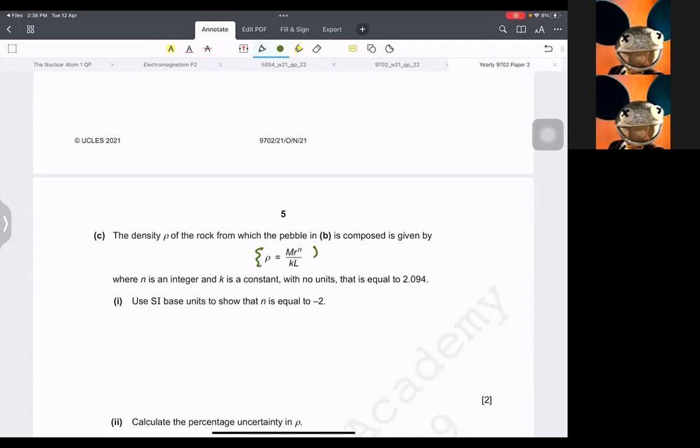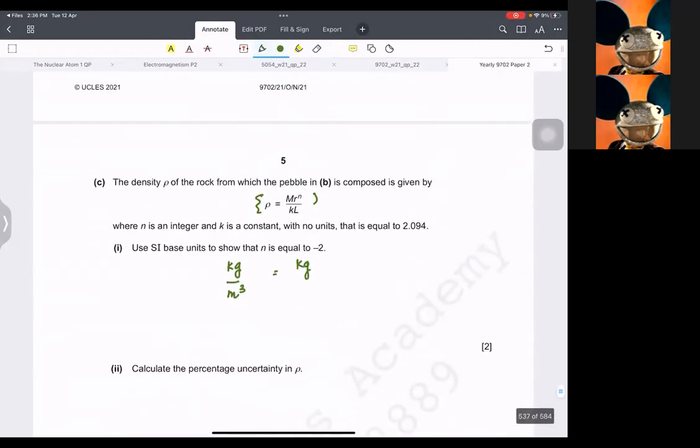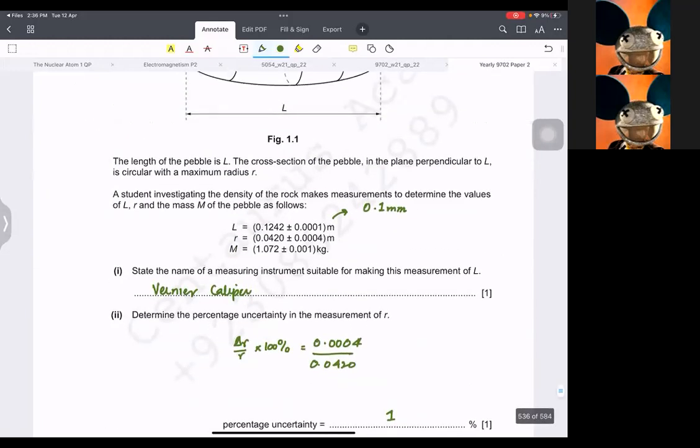Okay, well, I'll try. So what you do? Density, we need to show SI base units. So density units are kg over meter cube. M is kg. R was the radius, so it has to be in meters, to the power n, because we don't know what n is. Then divided by k, which has no units, so we're going to ignore it, and length is in meters. So that is right.